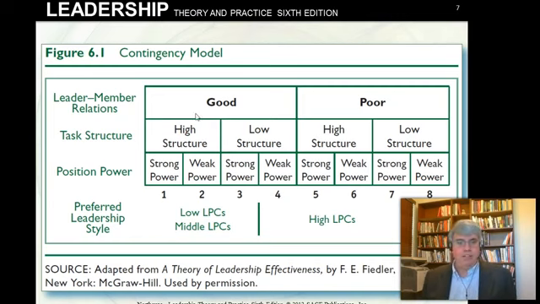Now, what this model predicts is that in really unfavorable situations, so over here where it says 8, leaders with low LPCs, ones that are totally focused on the task or more focused on the task than on the relationships, in these kind of hopeless situations, these unfavorable situations, low LPCs will do better than high LPCs.